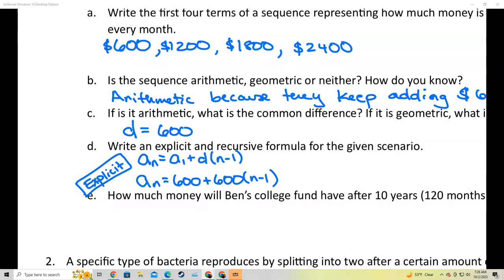That's nice because anytime I want to know like the 13th term, I could just plug in the 13 and see what the 13th term is going to be, okay?